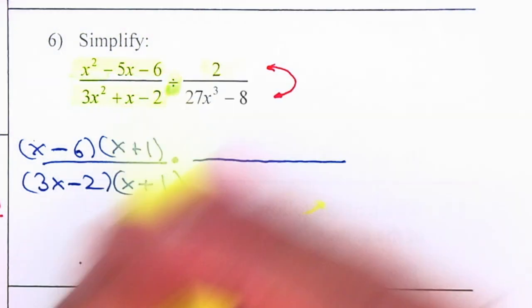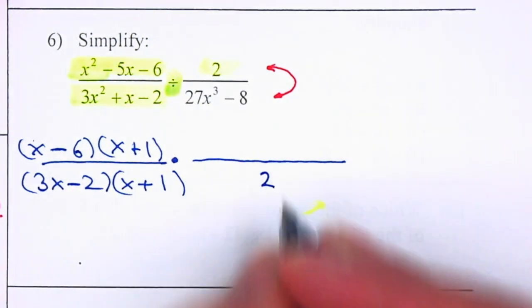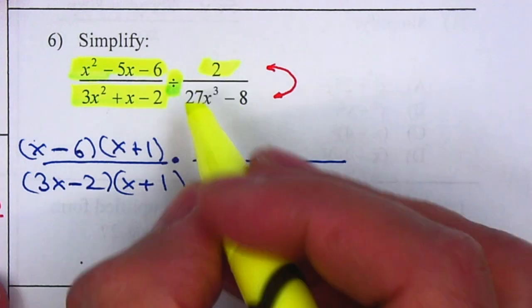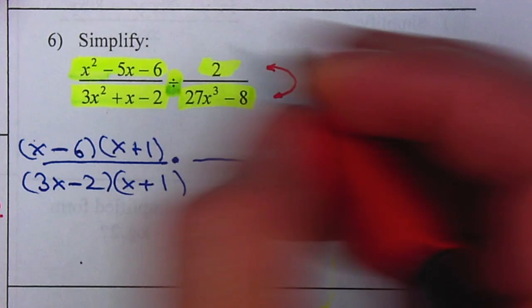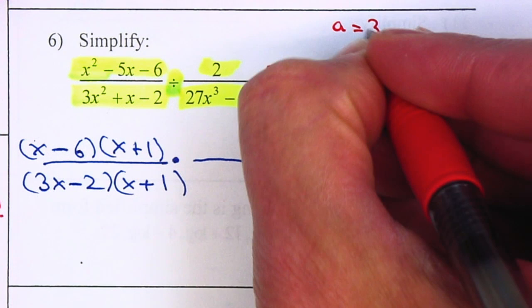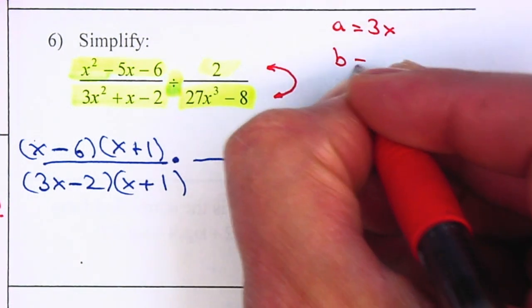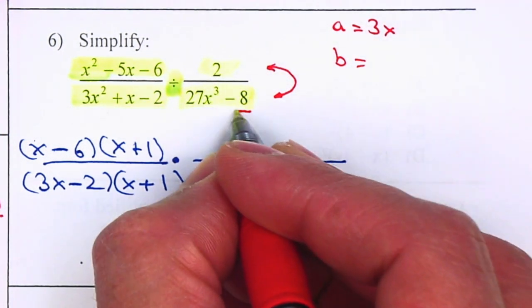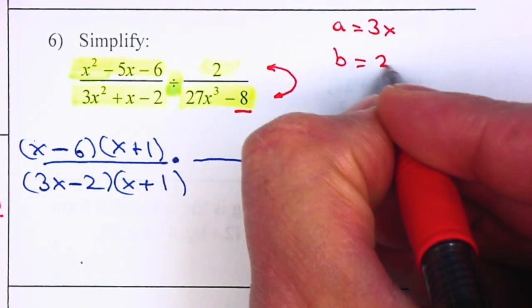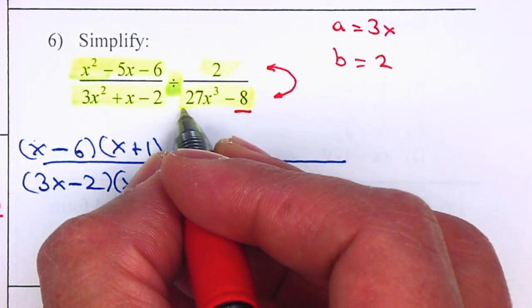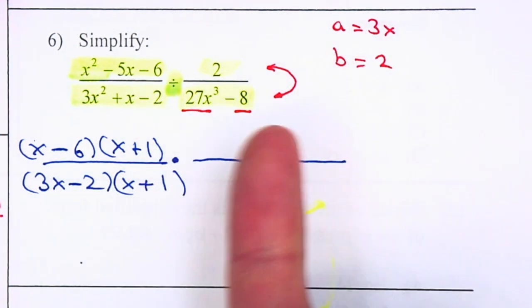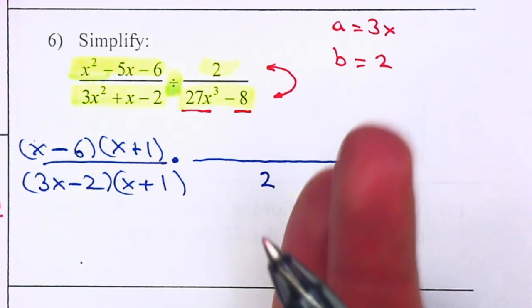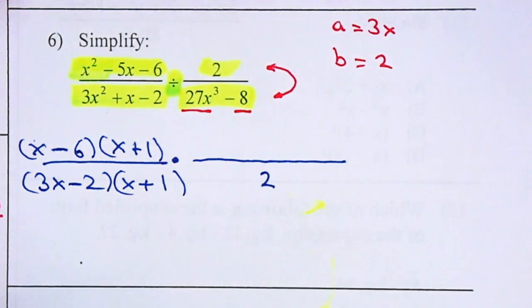First, this will go on my denominator, so it'll be a 2. You have to realize that 27x cubed minus 8 is the difference of 2 cubes. Therefore, your a value will be 3x. Your b value, I'm looking for a number that multiplied by itself 3 times gives you 8, will be 2. Remember, a number that multiplied by itself 3 times gives you 27x cubed will be 3x, because 3x times 3x will give you 9x squared, times 3x will give you 27x cubed.